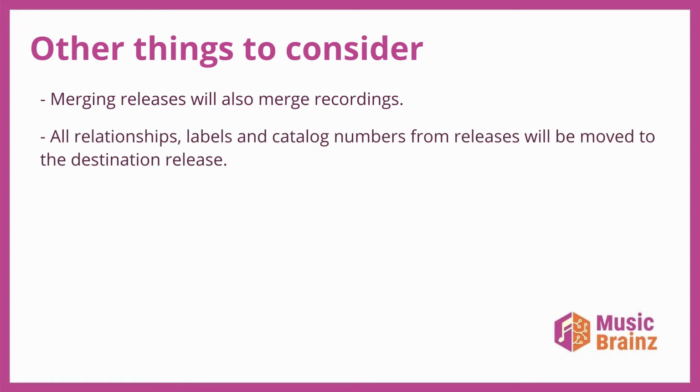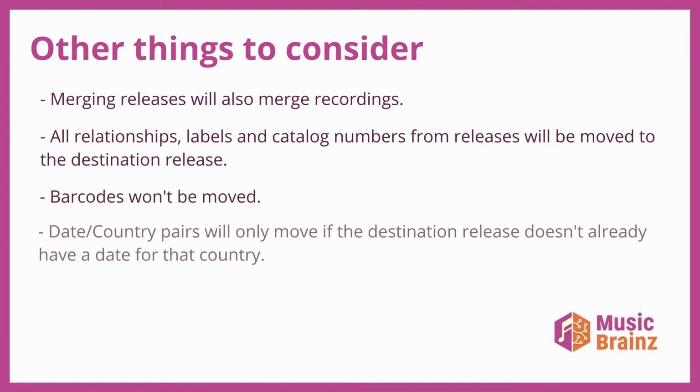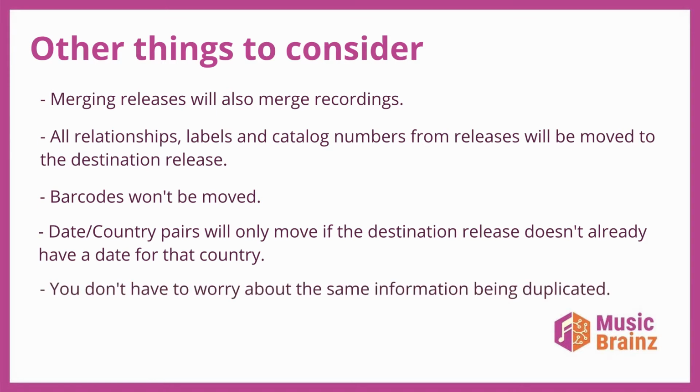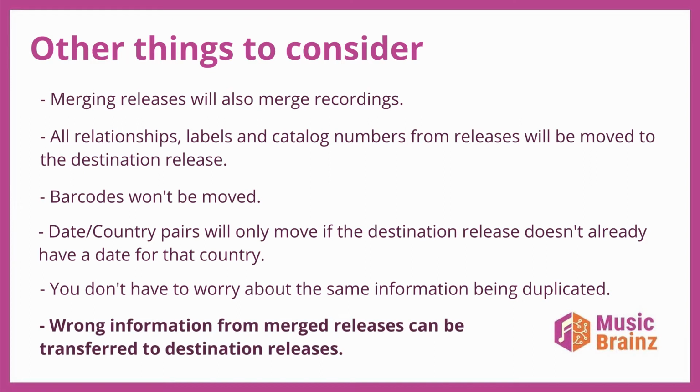All relationships, labels, and catalog numbers from the releases will be moved to the destination release. Barcodes won't. Date and country pairs will only move if the destination release doesn't already have a date for that country. You also don't have to worry about the same information being duplicated. However, this means that wrong information from the merged releases can be transferred to the destination release, so be careful.